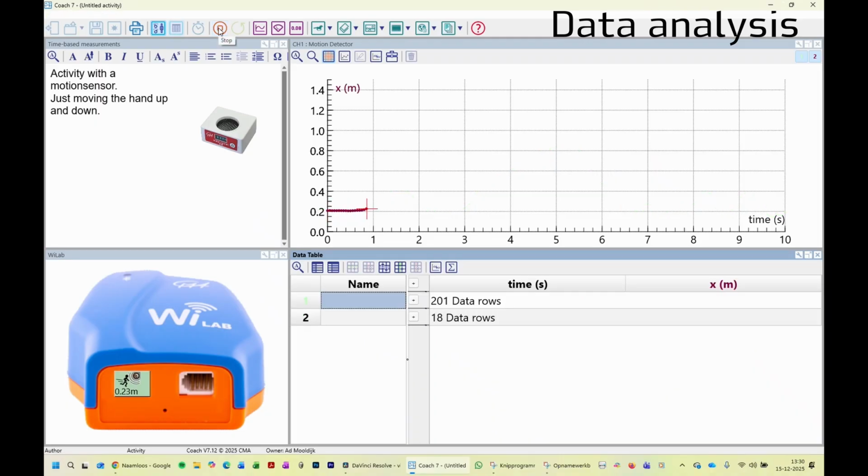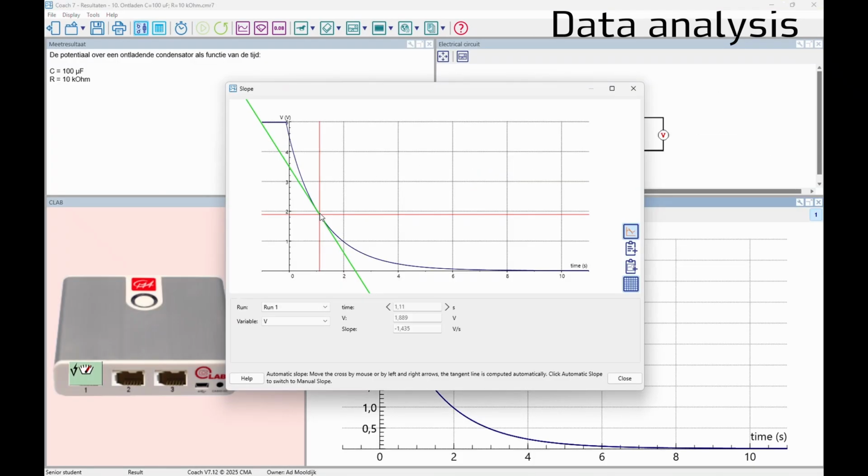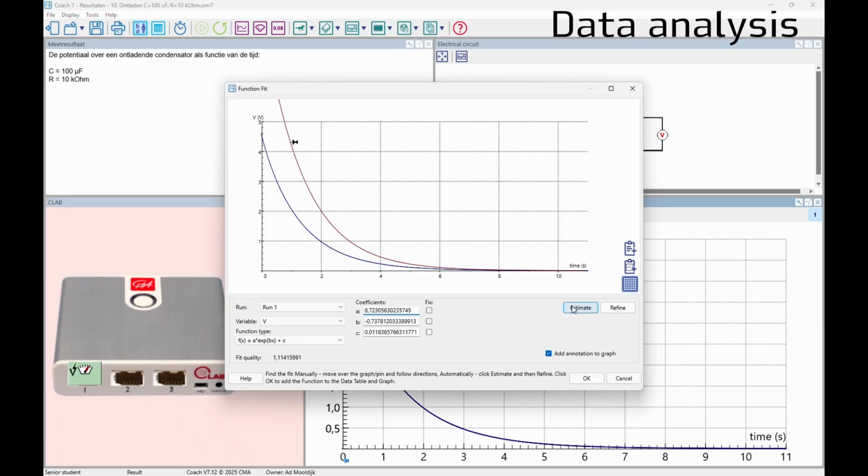You can scan the results, analyze the slope in the diagram or the area under a part of the graph. There is the possibility to do a functional analysis, take the derivative or the integral and smooth the graph. You can also do some statistics on the data.